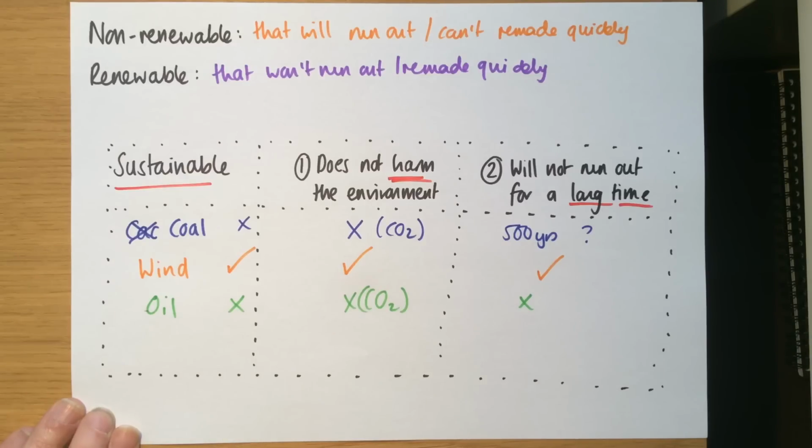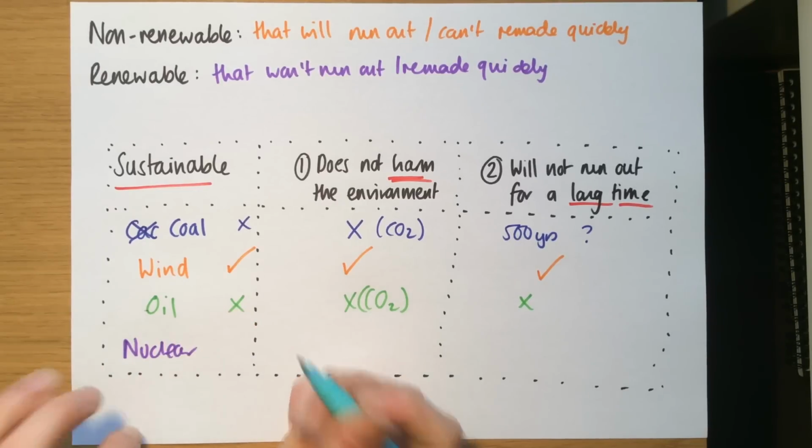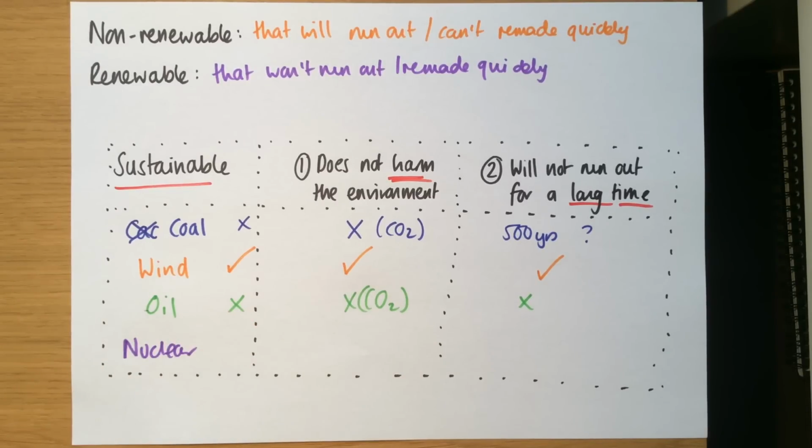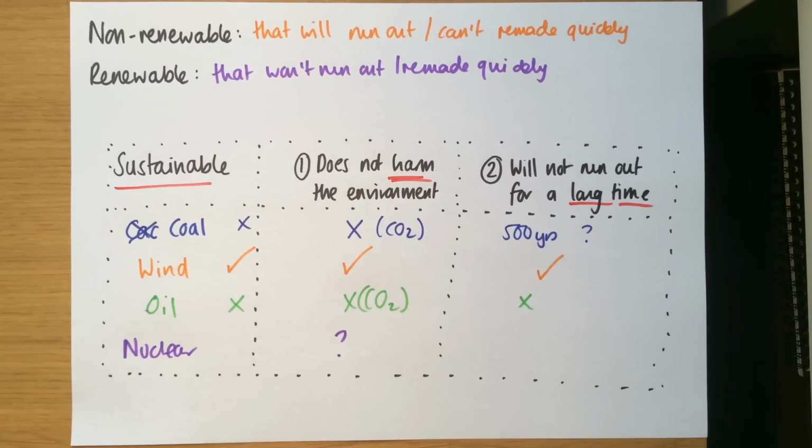One that people often query and aren't really sure about is nuclear power. So this is quite interesting. Nuclear power doesn't produce CO2. However, it does produce radioactive waste, which can harm the environment if it's not stored properly. So some people say that it does harm the environment. It's not going to run out for about 5,000 years, I think, at the current estimates, but that depends on how we mine it and what we find in the future. So we're not sure exactly how long it's going to last.